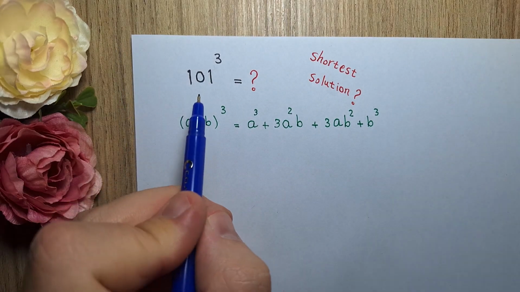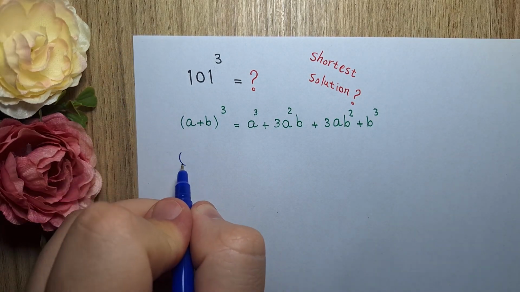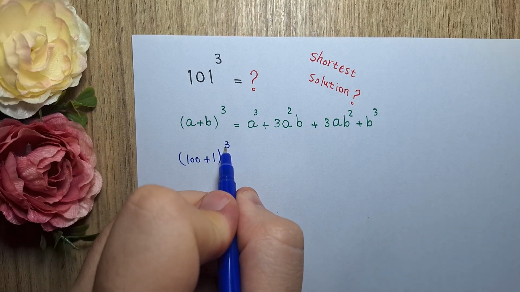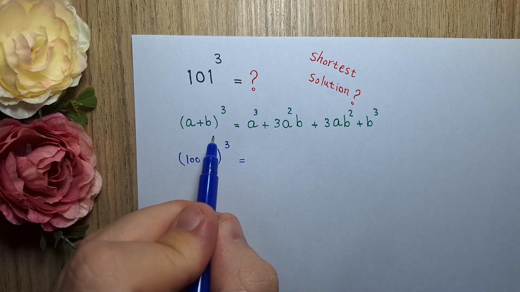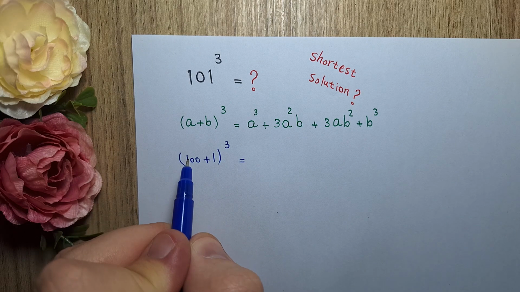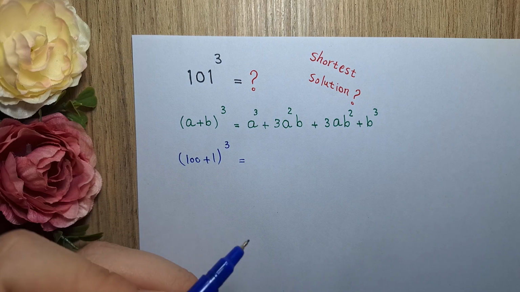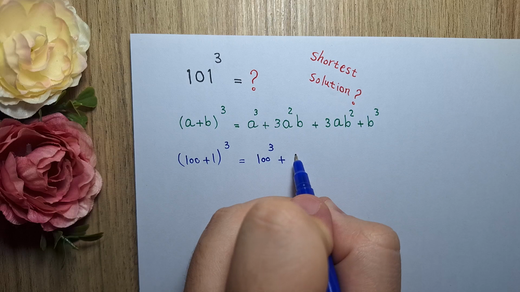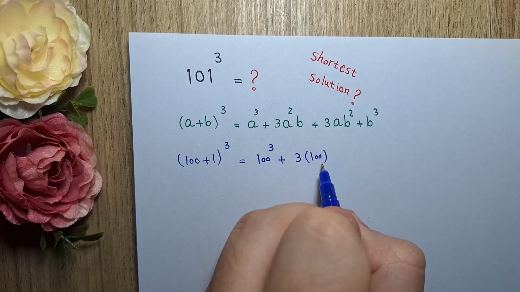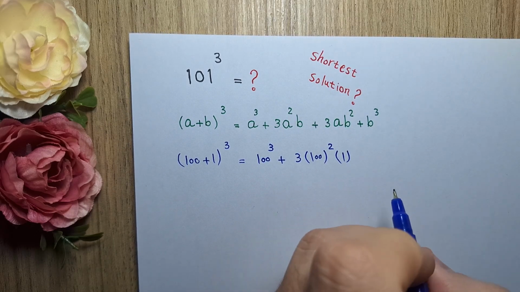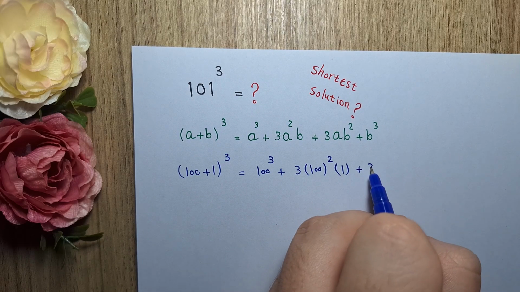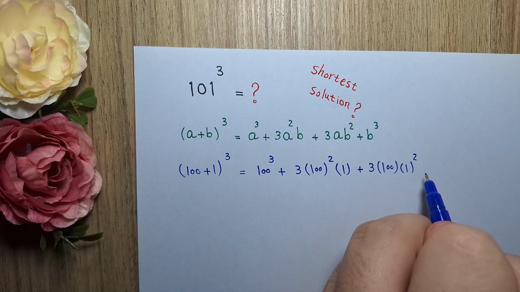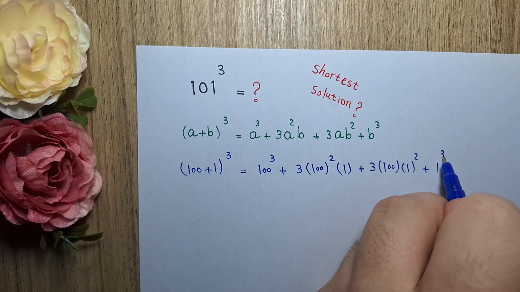Now here, instead of 101, we say (100 plus 1) power 3. Like this identity, assume a is 100 and b is 1. So we have 100 power 3 plus 3 times 100 squared times 1 plus 3 times 100 times 1 squared plus 1 power 3.